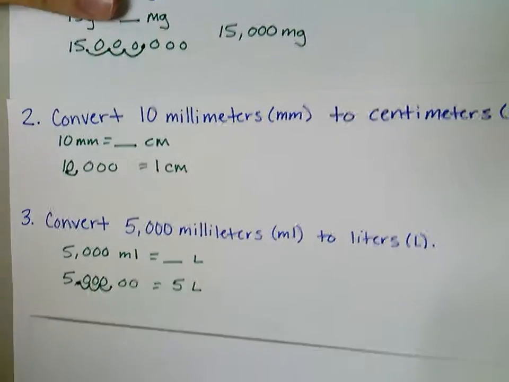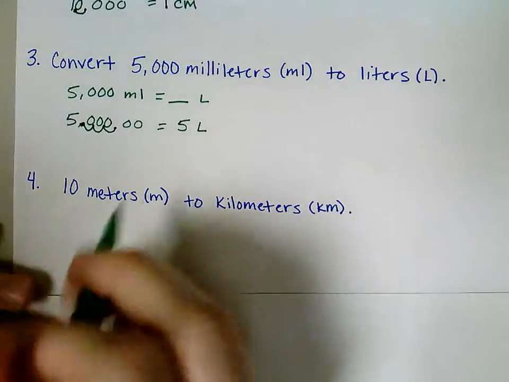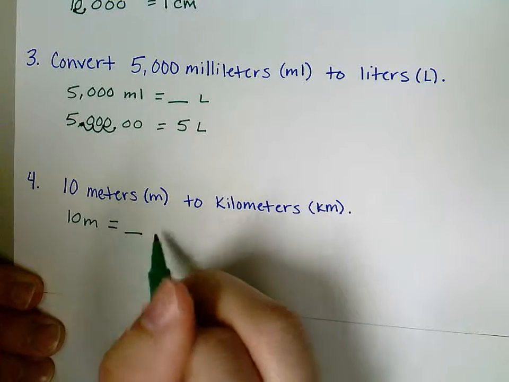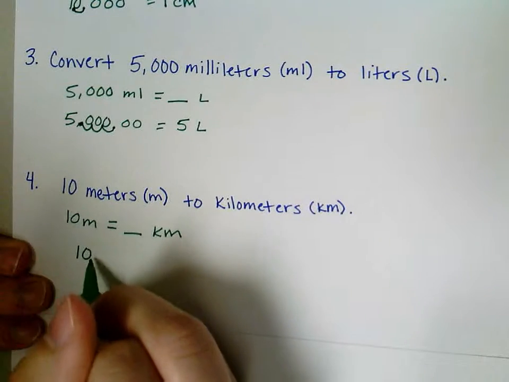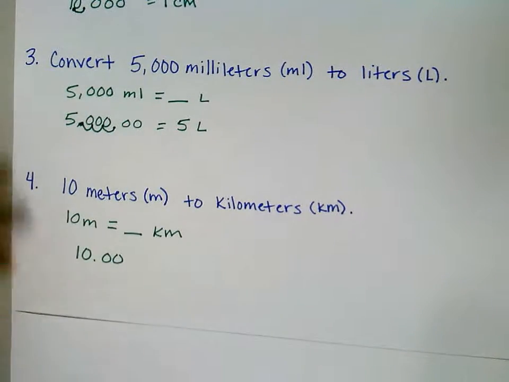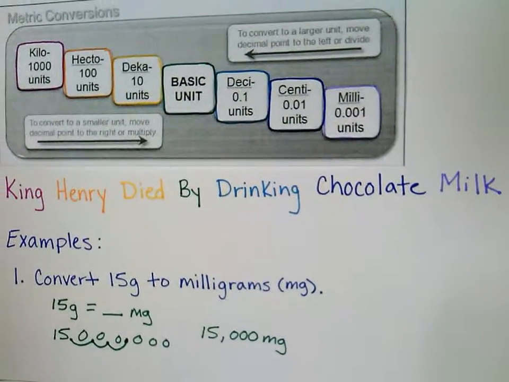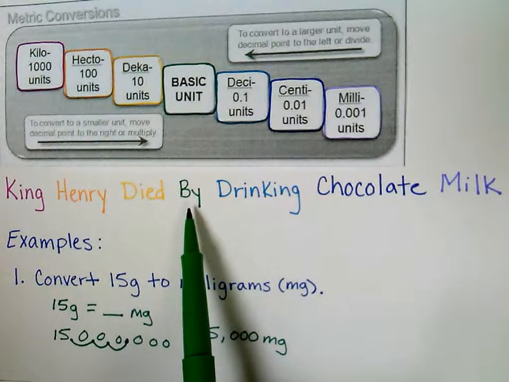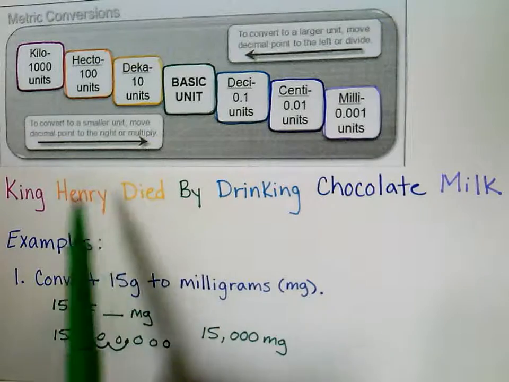Now I'm going to give you an extra example not from the lesson, just to make sure that you have it down. So we have 10 meters, and it's equal to how many kilometers? So once again, I can do 10, I can add some zeros in case I have to move to the right, and I'm going to look back at my chart, look back at my King Henry died by drinking chocolate milk. I'm going from a base unit, I'm going from meters to kilometers, so the K. So that's 1, 2, 3 to the left.